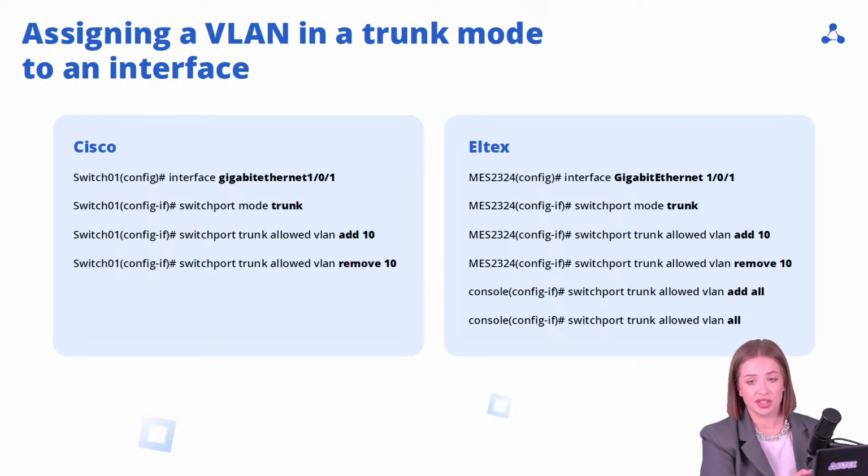Let's take a look at an example of an interface configuration in trunk mode. As you can see, the syntax is just the same, but additionally, we have two commands with the all option for the OTX MES. The option add all will add all currently created VLANs to the VLAN database in trunk mode for the interface, while the all command will add not only already created VLANs, but also all future VLANs that will be created to the port in the trunk mode.